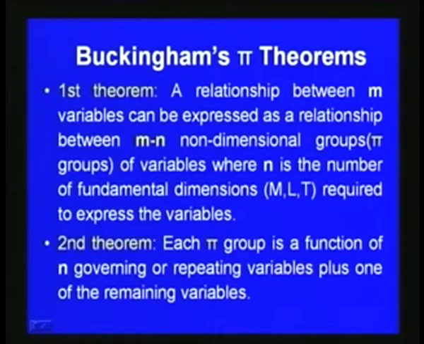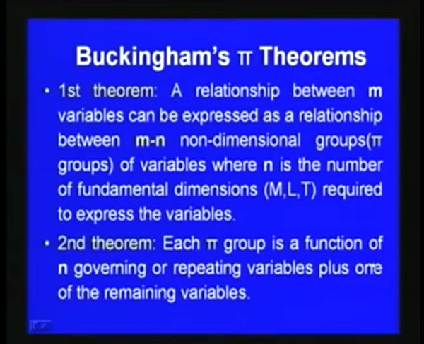So, for a given problem, if there are m variables and we identify n fundamental dimensions, then we can have m minus n relationships, or non-dimensional groups, or pi groups, required to express the variables. This is the first pi theorem, and the second pi theorem is that each pi group is a function of the n governing or repeating variables plus one of the remaining variables.